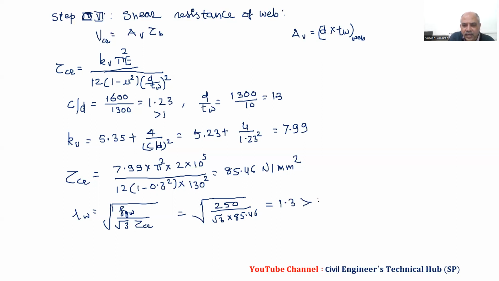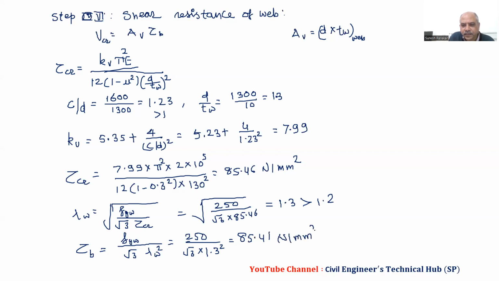And as this value is greater than 1.2, therefore we have tau b equal to fyw divided by root 3 lambda w square. And we have 250 divided by root 3 into lambda w, we have 1.3 square. And from this we will get the value 85.41 Newton per mm square.